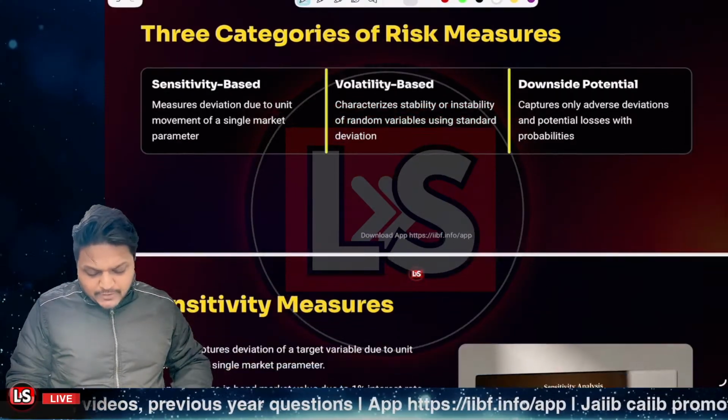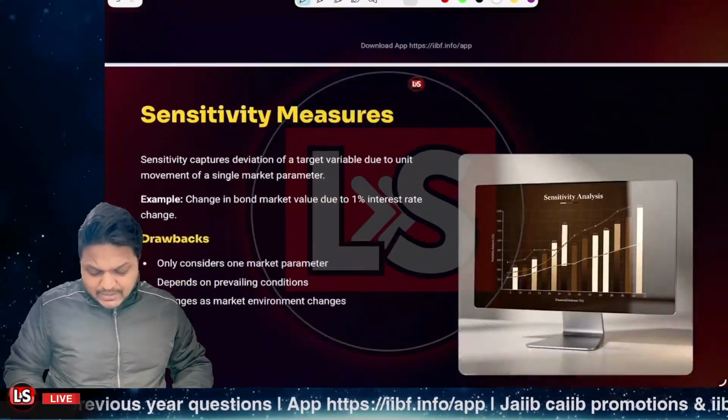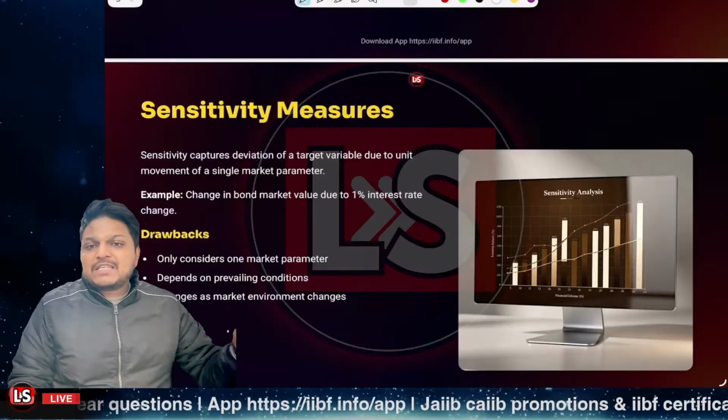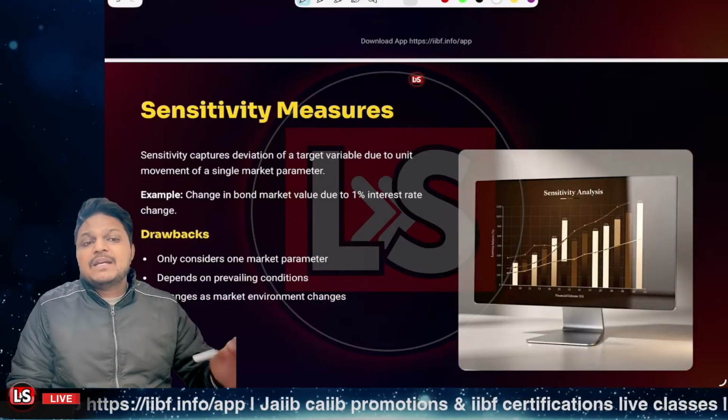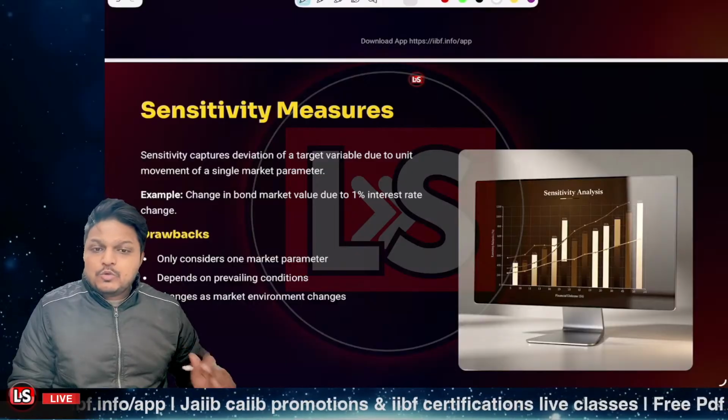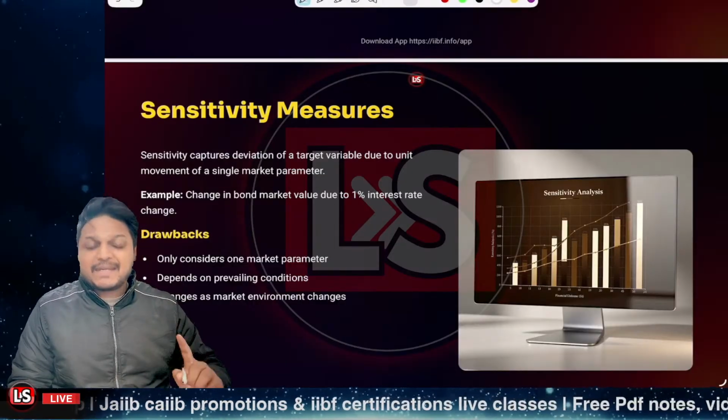So first of all, we are going to cover the sensitivity measure. So what does sensitivity actually do? Sensitivity captures a deviation of a target variable due to unit movement of a single market parameter.